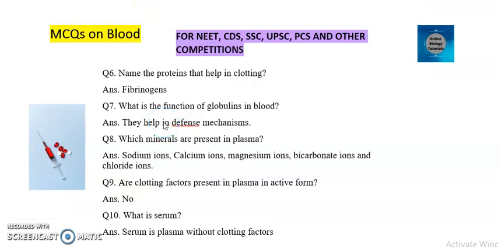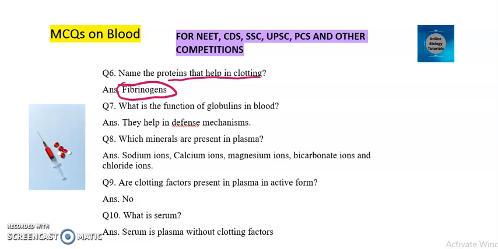The other question that I have taken is just a revision question that we have discussed in question number 5. Name the proteins that help in clotting. So whenever we get injured, clotting happens because of the proteins in the plasma. And what are these proteins known as? These are known as fibrinogens.